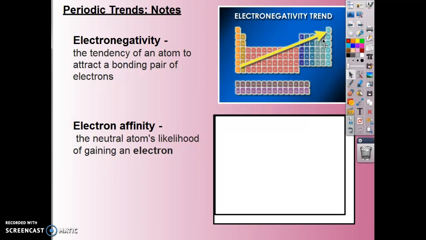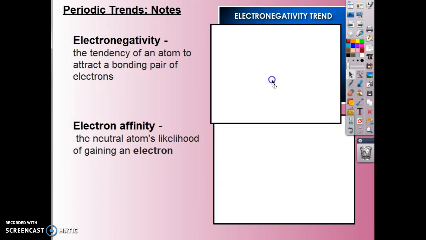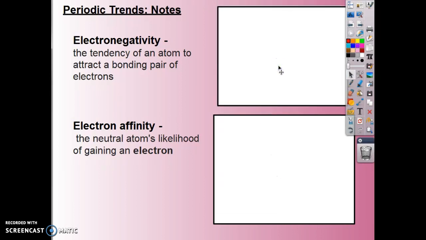Okay. Next we have electron affinity. And what this term means is that an atom has a certain affinity for electrons. That's its desire to gain electrons. Its desire to hold on to its electrons and to get another one. Okay?